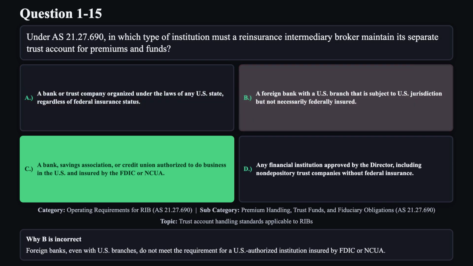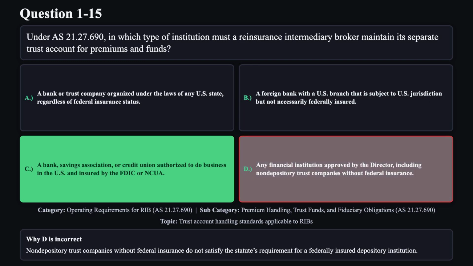Reason B is not correct. Foreign banks, even with U.S. branches, do not meet the requirement for a U.S. authorized institution, insured by FDIC or NCUA. Reason D is not correct. Non-depository trust companies without federal insurance do not satisfy the statute's requirement for a federally insured depository institution.